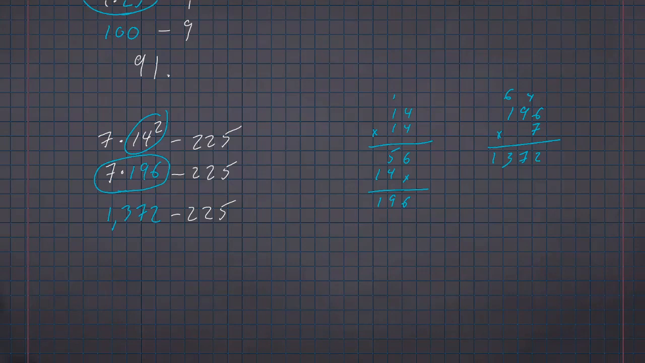And then one last step. Once again, I'm going to come off to the side of the page to work through the subtraction. 2 minus 5 doesn't work, so I borrow. 12 minus 5 is 7. 6 minus 2 is 4. 3 minus 2 is 1, and 1 minus nothing is 1. So I get a final result for this problem of 1,147.